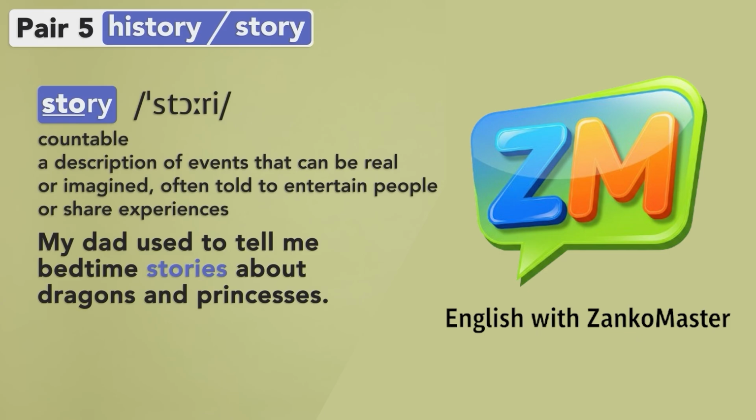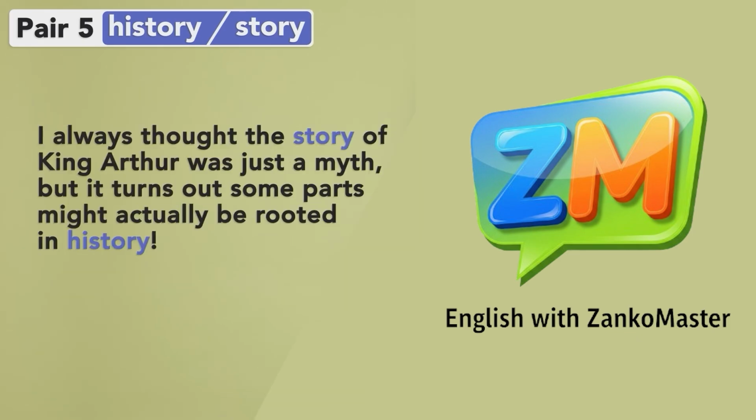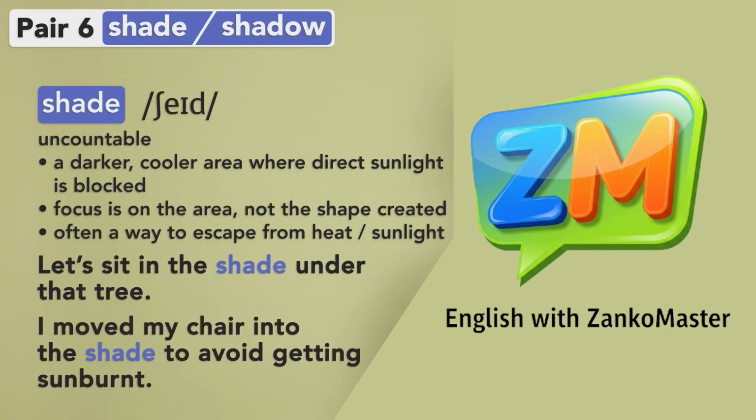Story is a countable noun. A story is a description of events that can be real or imagined. And we often tell stories to entertain people or share our experiences. It's pronounced with a long O sound. Story. An example, my dad used to tell me bedtime stories about dragons and princesses. Here's another example with the words together. I always thought the story of King Arthur was just a myth, but it turns out some parts might actually be rooted in history.